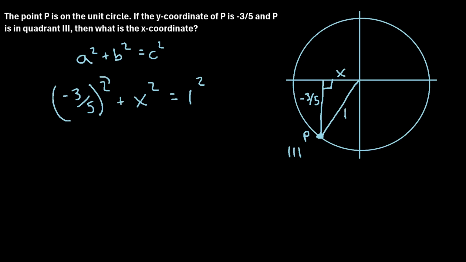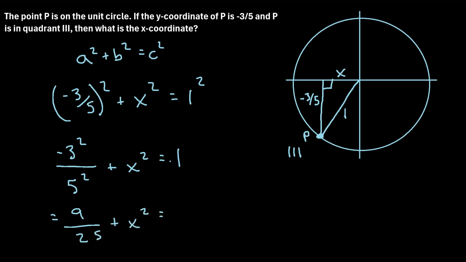So to do that, we can distribute this exponent right here into both the numerator and denominator of this fraction. So we can say (-3) squared divided by 5 squared plus x squared must be equal to 1 squared is just 1. So let's simplify a little bit. (-3) squared, that's 9, over 5 squared is 25, plus x squared must be equal to 1. Now, one trick we can use is we can write 1 as a fraction with the same denominator as 25. So that would be 25 over 25.